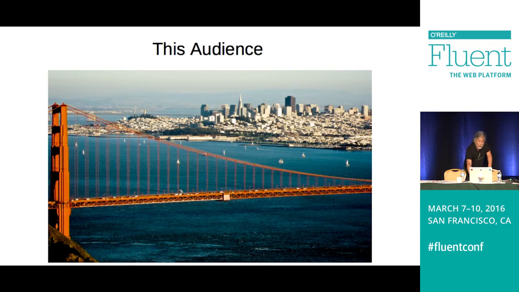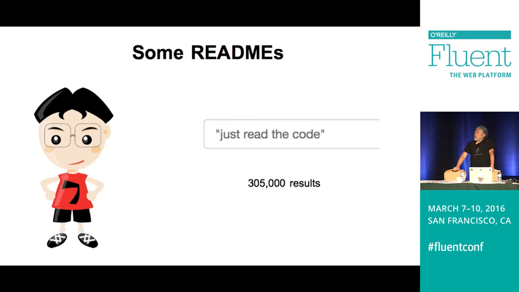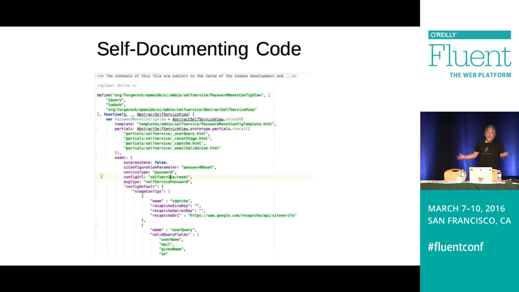So with that in mind, I did a search the other day for the term, just read the code. I got over 300,000 results. I looked at some of the results. One in a README, another in a README, another in a README. I thought, seriously? A developer who says just read the code, they want people to actually consider their project? Well, to be fair, there are benefits to self-documenting code.